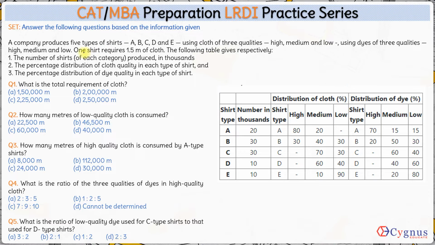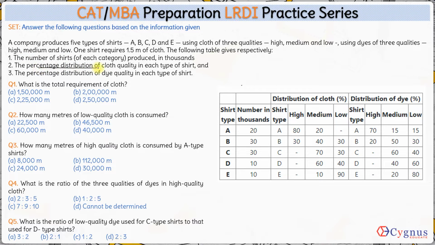Now one shirt requires 1.5 meters of cloth. So each shirt requires exactly the same amount of cloth, which is 1.5 meters. And the following table gives respectively the number of shirts of each category produced in 1000. So this gives us the number of shirts produced in 1000. So 20,000 shirts of type A, 30,000 of type B and so on have to be produced.